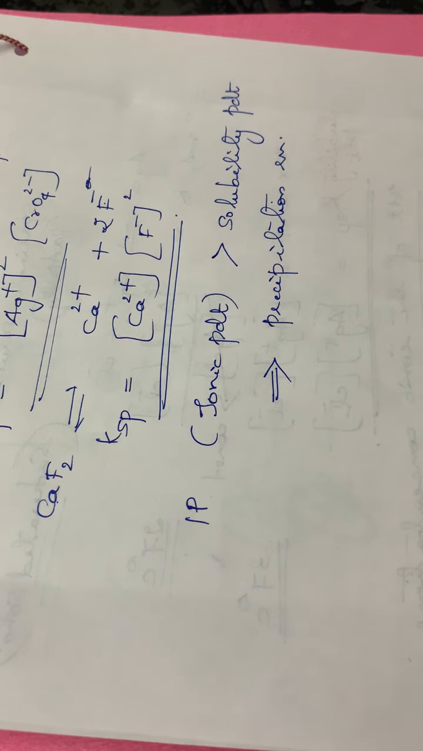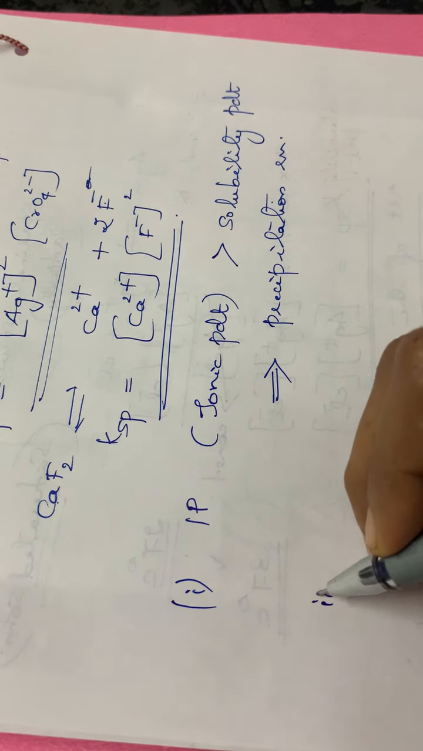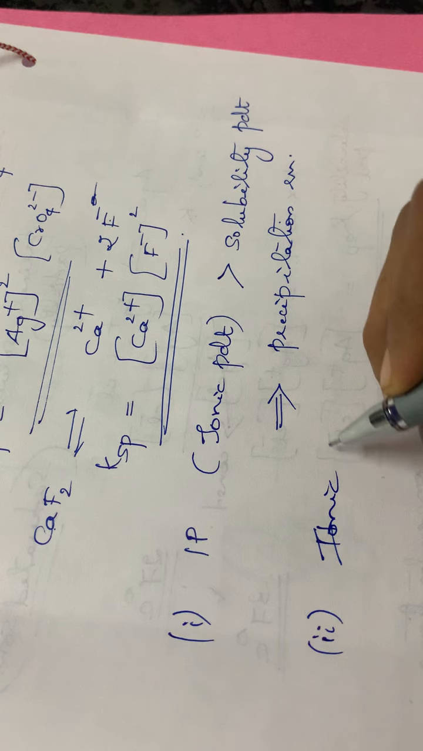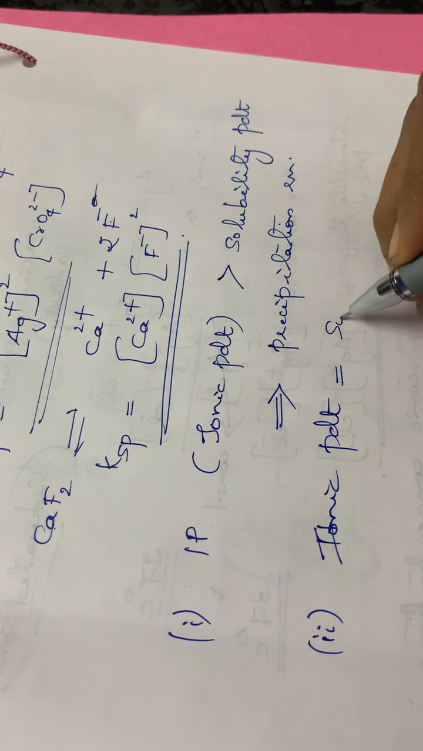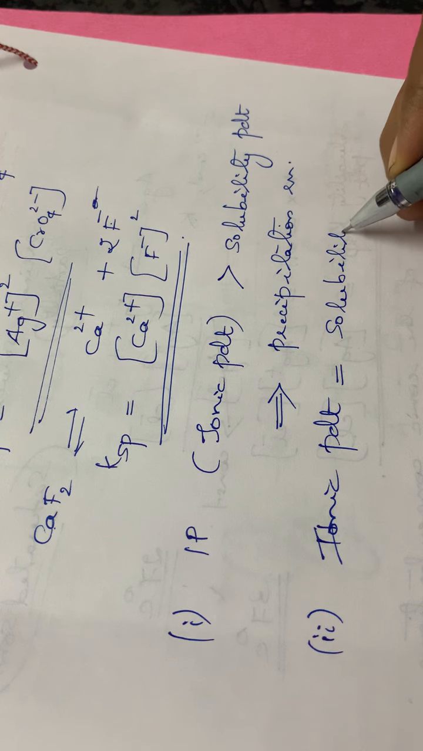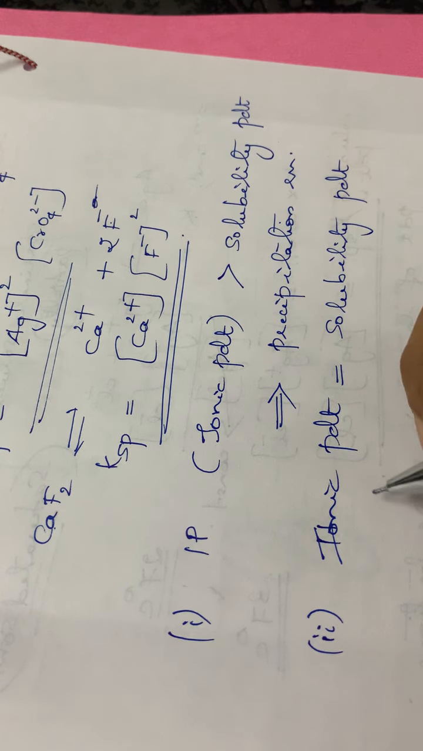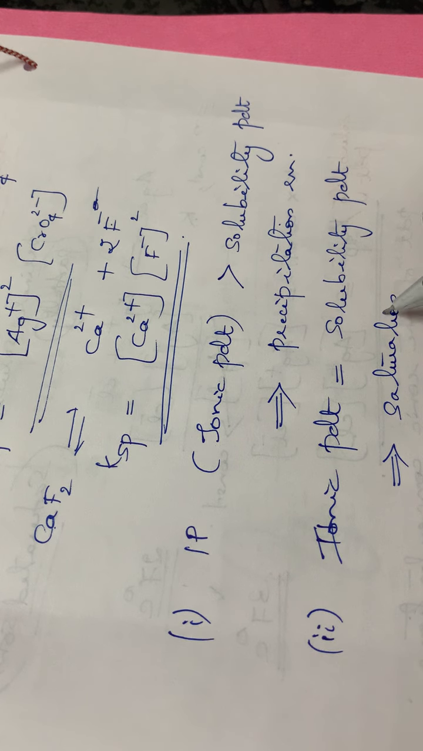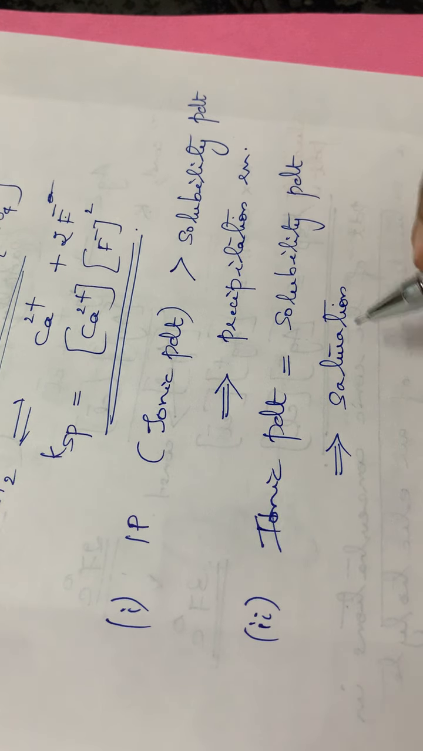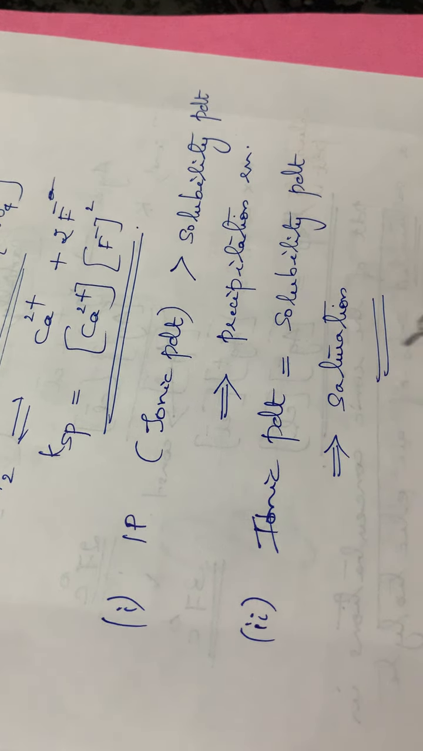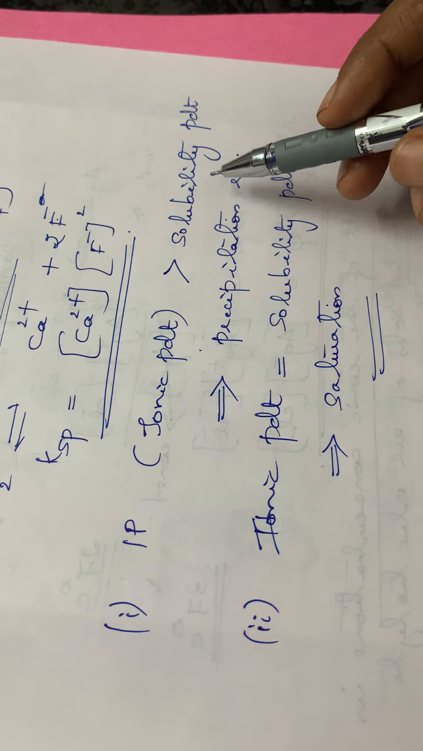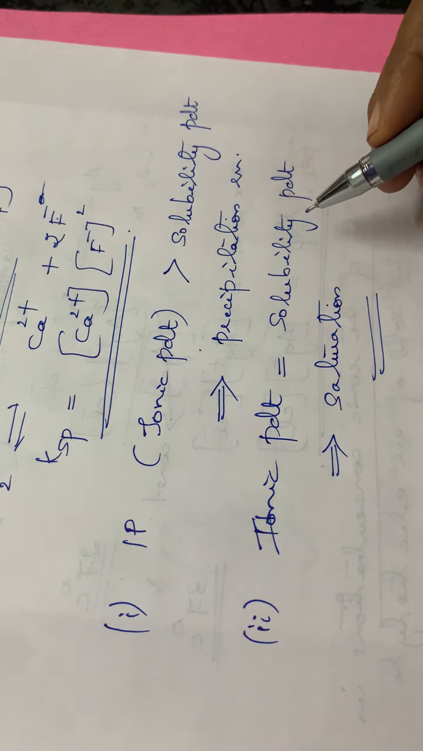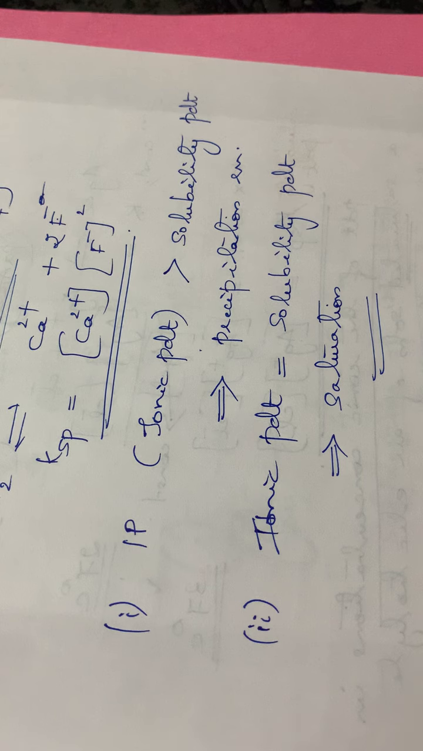Okay, then the second condition, this is the first one. The second point to be noted down is that if the ionic product is equal to the solubility product, then saturation occurs. That means the condition is saturation. I had mentioned what we mean by saturation. So these 2 points you have to note down. If the ionic product exceeds the solubility product, precipitation takes place. If the ionic product is equal to the solubility product, then saturation takes place.